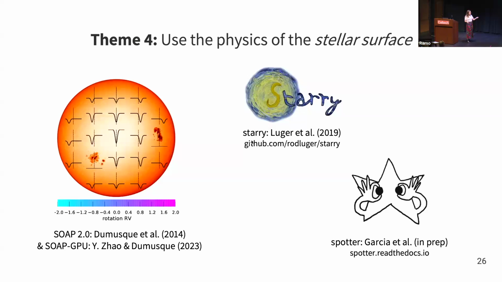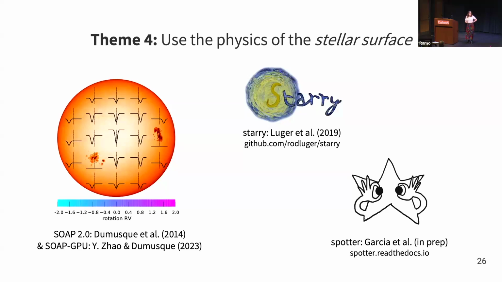I'm also highlighting a couple of other methods, Starry and Spotter by Leonel Garcia. These two aren't as fully featured as SOAP in terms of including all of the effects, but they do enable you to put the surface features in terms of either a spherical harmonic model in Starry or a Gaussian process on the surface of the star in Spotter, which paves the path forward for doing inference problems with this.